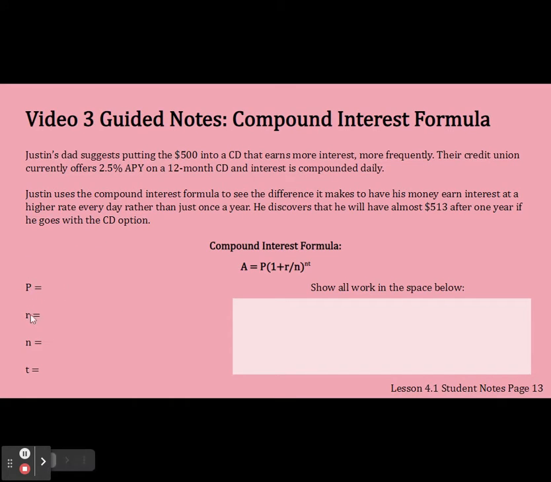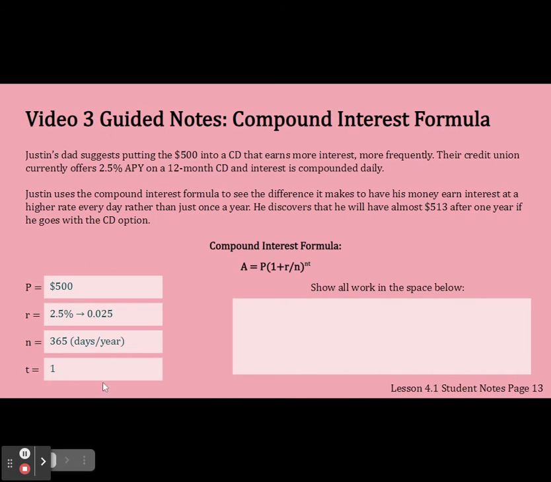So we're identifying our principal, our interest rate, the frequency with which his interest is compounded, and then also the number of years. So our principal is $500. That's what we're starting out with. That's what Justin's going to put into his account. The interest rate looks like it's 2.5%. And we're going to write that as a decimal, so 0.025. It is compounded daily. So there are 365 days in a year. So N is going to be equal to 365. And then T is the number of years. In this case, we're just looking at 1 year.